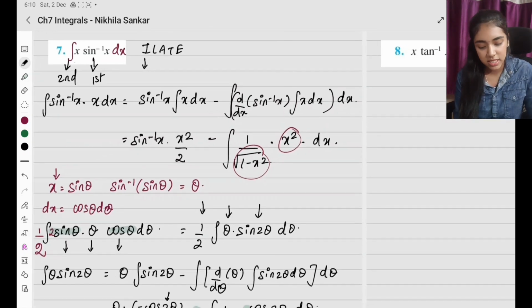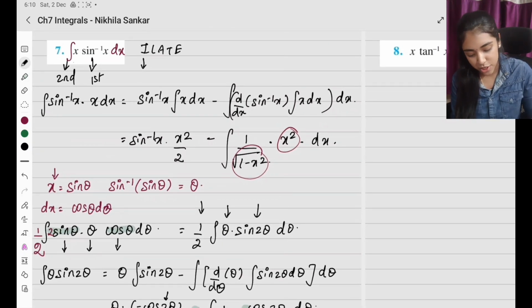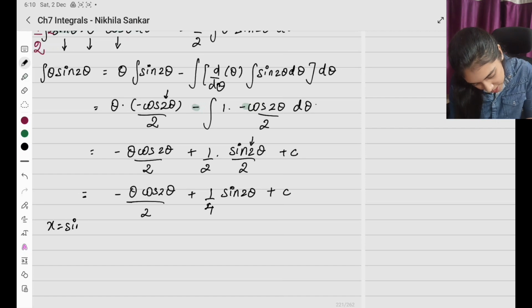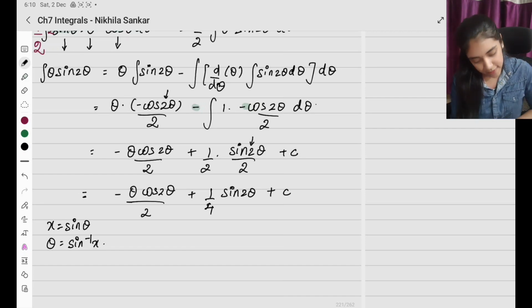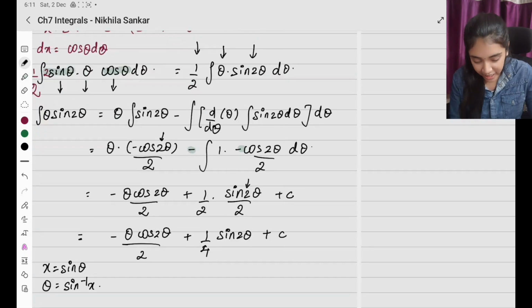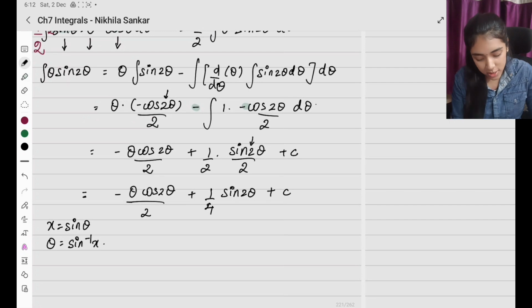But my question is in terms of x. So I have to resubstitute. So what is my theta from this? I have x equals sin theta. So when I have x equals sin theta, theta is going to be sin inverse of x. Also, my question is in terms of x and sin, but here we have cos. So what should we do to omit cos?